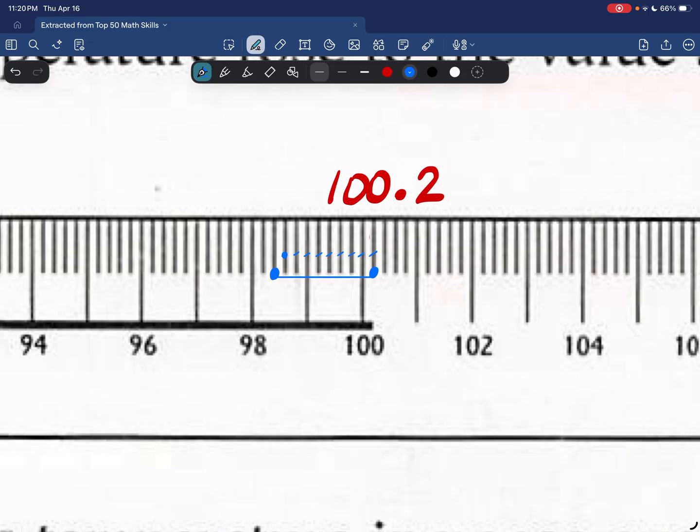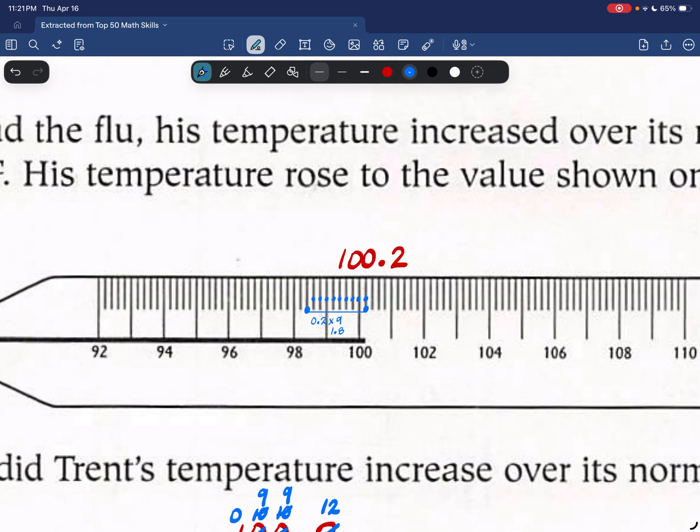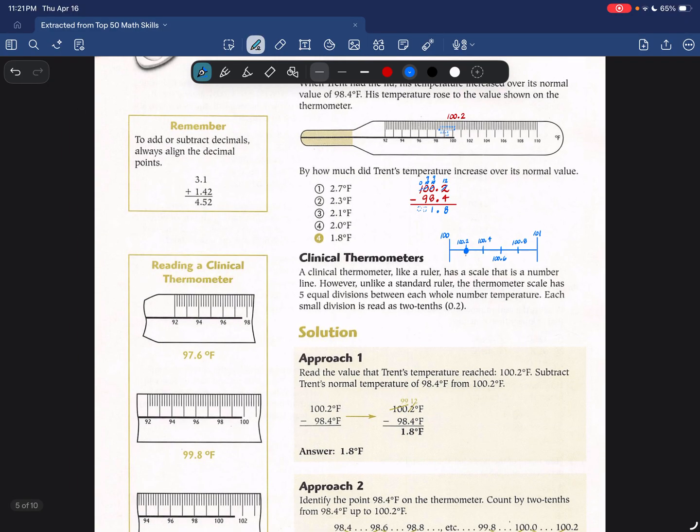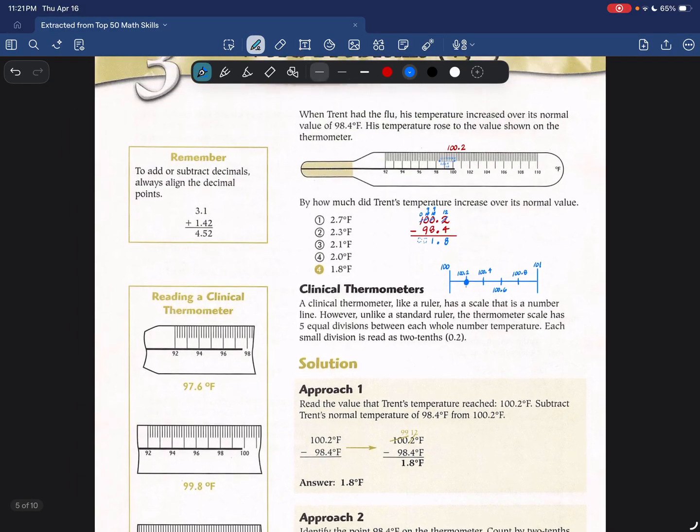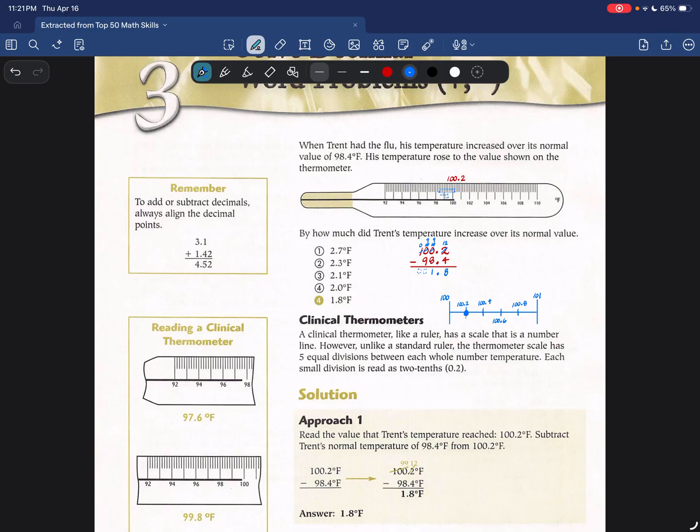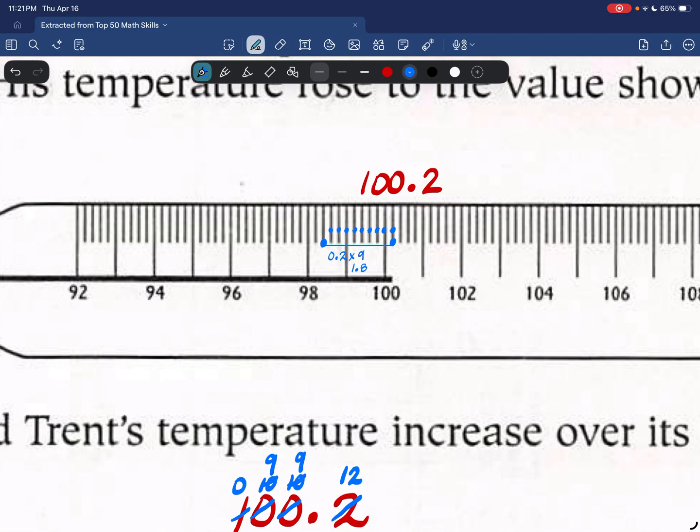So you have 98.4. So this would be 98.6, 98.8, 99, 99.2, 99.4, 99.6, 99.8, 100, and 100.2. So that is 0.2 9 times, and that is 1.8. That way works just fine, but to me that is brain racking. I would much rather do it the way I did it, but if you like that way, you can use that counting up method. It's fine.